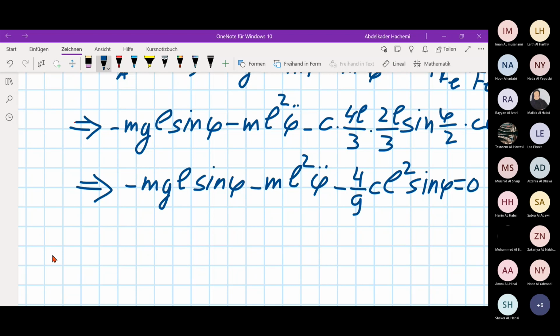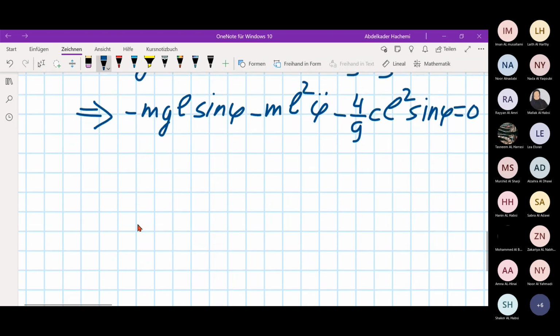Now, to determine the differential equation, we assumed that we have a small angle phi. Small angle phi means that sine phi is equal to phi. This is the important part when it is small.